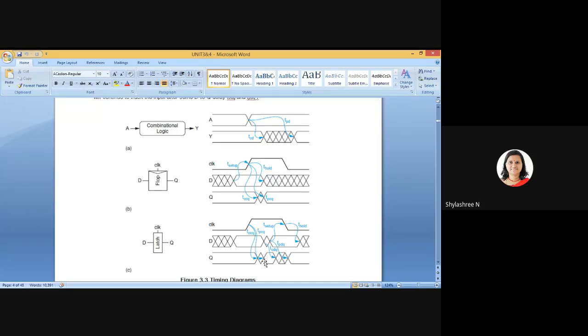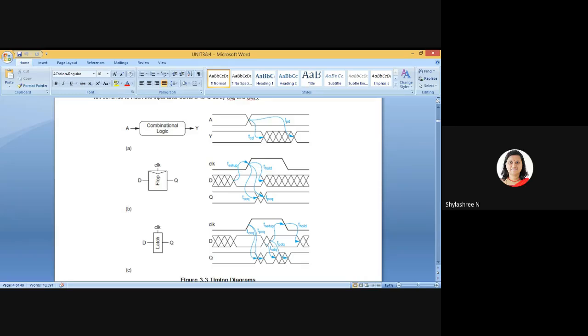Once your latch becomes transparent, then what happens? It is going to copy the value of D, or it is going to track the value of D. So now your output continues to track the input, which is the D input, after some D to Q contamination delay, and your output completely settles down after your D to Q propagation delay. Are you getting it? So six delays are coming into the picture: setup time, hold time, clock to Q propagation delay, clock to Q contamination delay, D to Q propagation delay, and D to Q contamination delay. Are you getting it, guys?